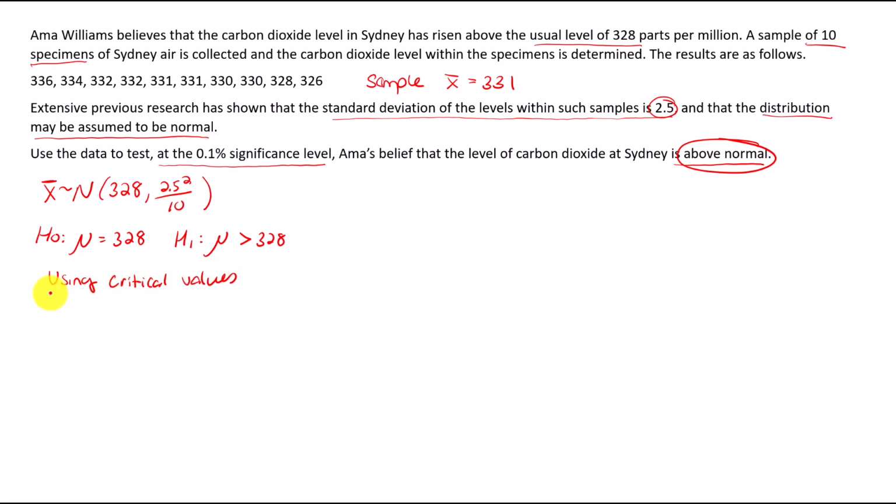because that was one of our formulas. So I'm going to do it using critical values. Okay, and then I'm going to do it using the critical ratio. So here's what I want you to see. If I think about my normal distribution right here, okay, and this is greater than, so this is a one-tailed test, and we're testing to see if the mean is above 328. And my significance level is 0.1%, which is 0.001.